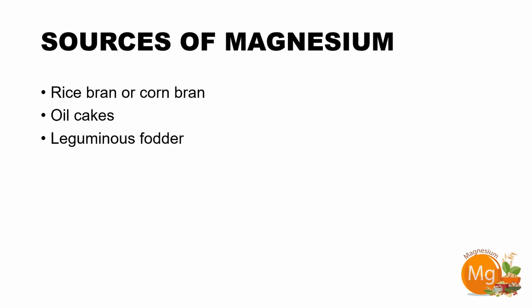Then, for our sources of magnesium, we can use rice bran or corn bran, oil cakes, and leguminous fodder. Most commonly fed roughage and concentrate can contain around 0.1% magnesium. And always remember that milk and other animal products are poor sources of magnesium. That's what to always remember.